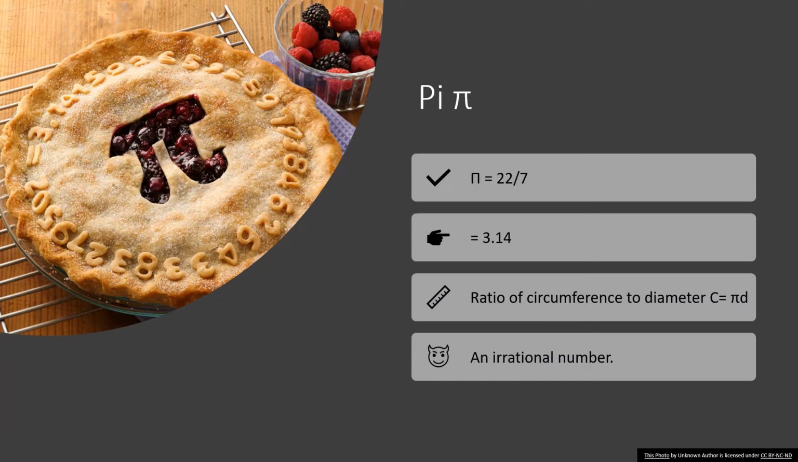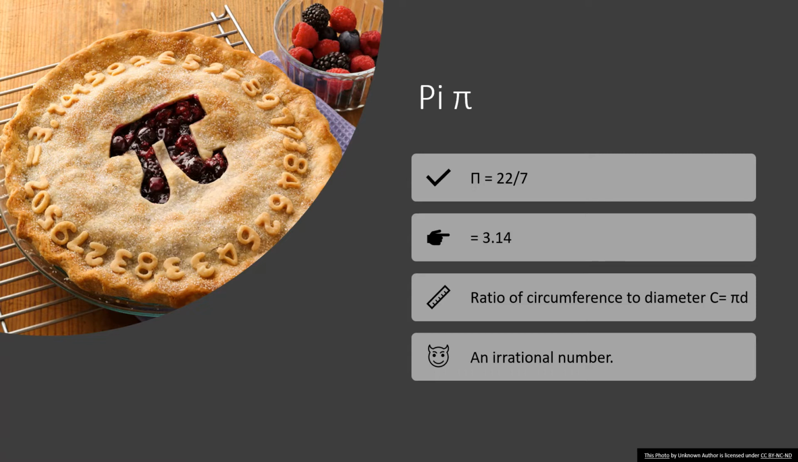Now the first thing you need to know is pi. Pi is a special kind of number. It's equal to 22 divided by 7. And the reason it's important is because this is the relationship between the distance around the outside of a circle and the distance across it. So we'll look at that a little bit more and how we can use pi, but it's always the same.